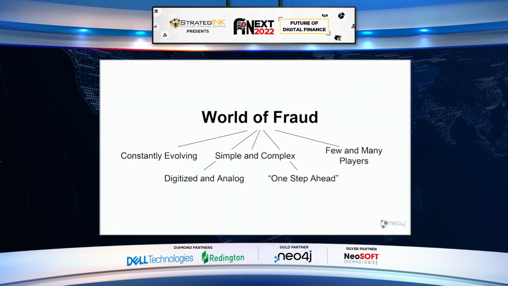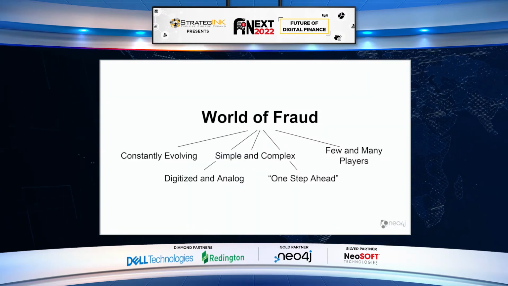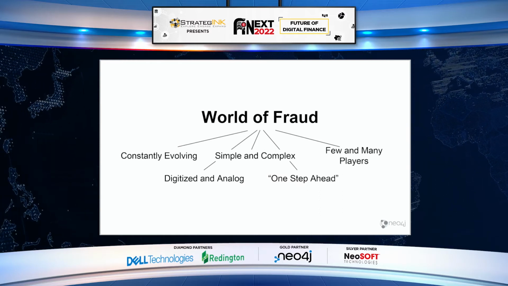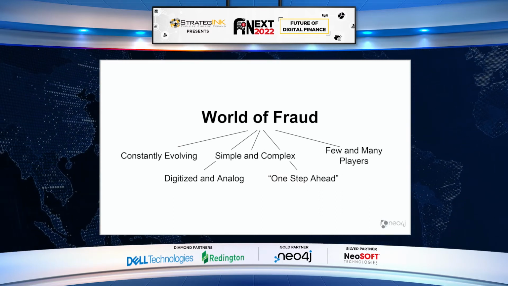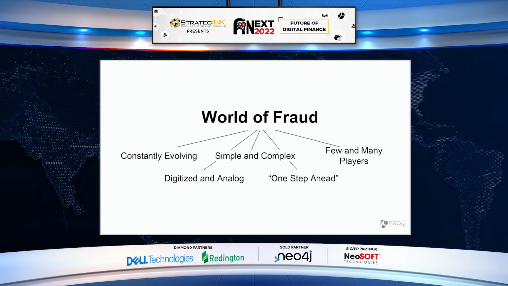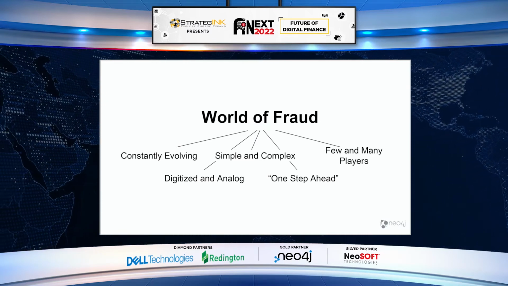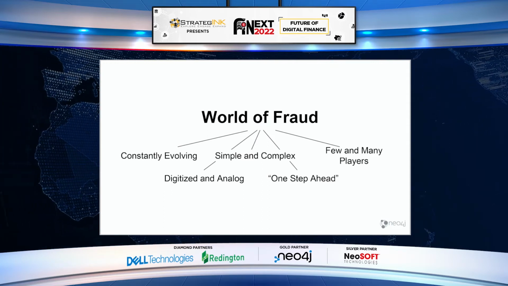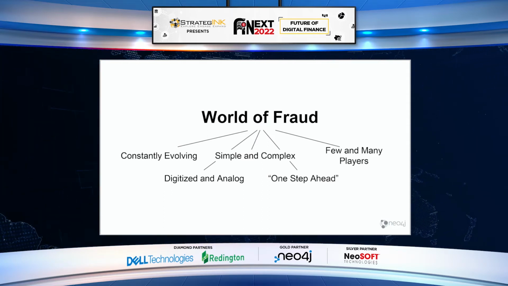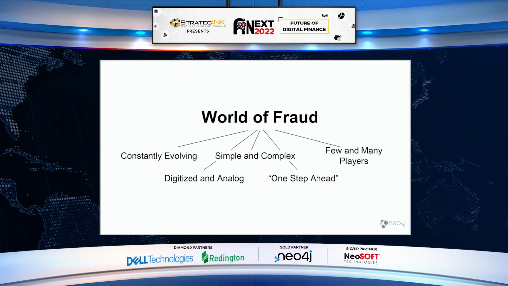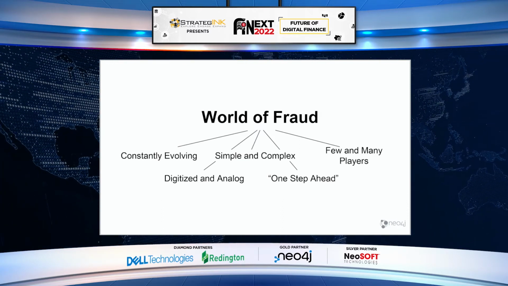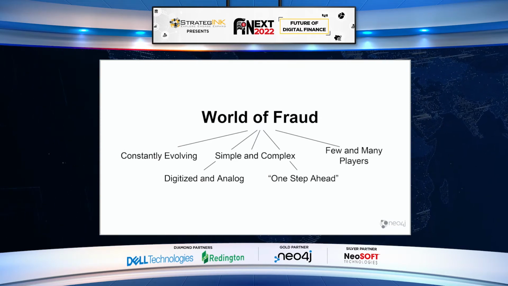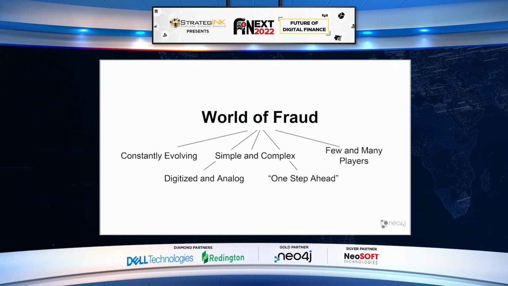Now, let's analyze the world of fraud. There are tons and tons of people who are making their bread just because they deal with frauds. It's constantly evolving, it's simple and complex at the same time. Sometimes there's going to be a few players, and sometimes it's going to be large groups. Throw back to the FinCEN files, it was an industrial-level fraud. It's often digitized, sometimes on paper, sometimes analog, and there's always the notion that they're one step ahead of us.